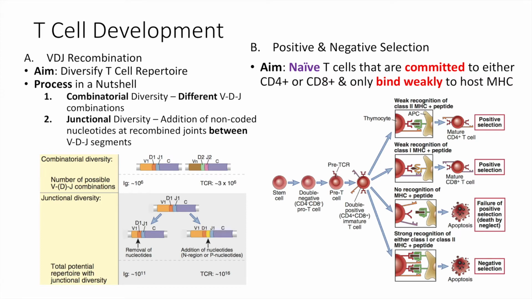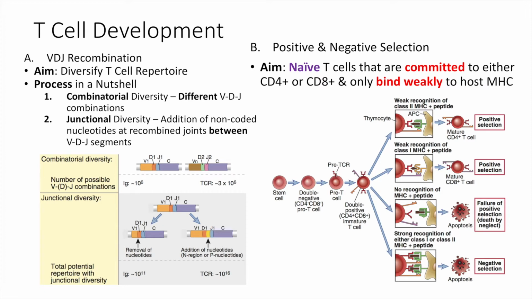In T cell development, there are two main processes that you need to know about. VDJ recombination, that's one, and positive and negative selection, that is the second one. Firstly, the key point is that the purpose of these two processes is to produce a wide variety of receptors that can recognize a wide variety of antigens. So let's start with the first one, which is VDJ recombination.